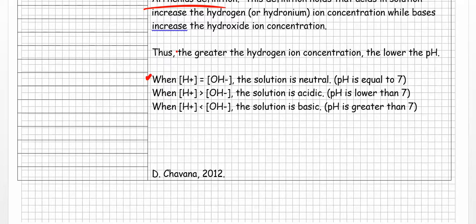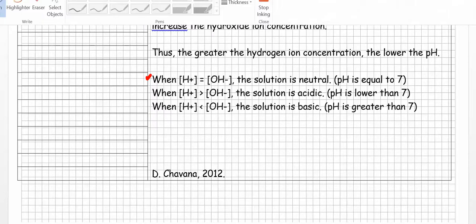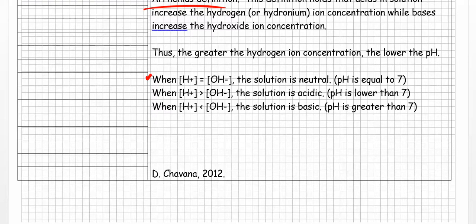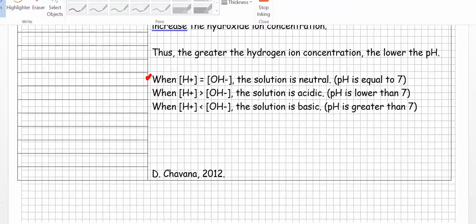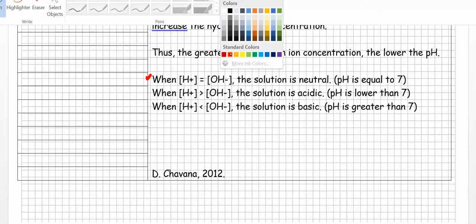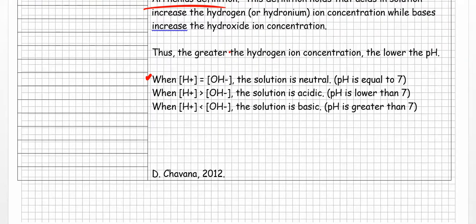But what if the hydrogen ion concentration is greater than the hydroxide ion concentration? If that happens, we're going to say that the pH is lower than 7. The pH is lower than 7 because there are more hydrogen ions than there are hydroxide ions, and the solution is acidic.